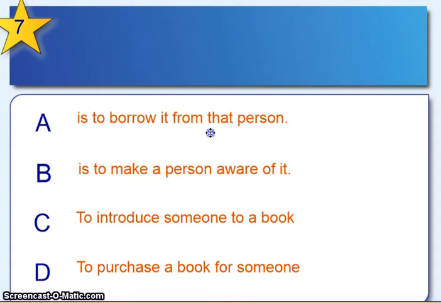To purchase a book for someone, A is to borrow it from that person. No, that's not going to work. B is to make a person aware of it. That also doesn't really work. So our best answer to this question would be C and then B. And then you would write the complete sentence. To introduce someone to a book is to make a person aware of it.